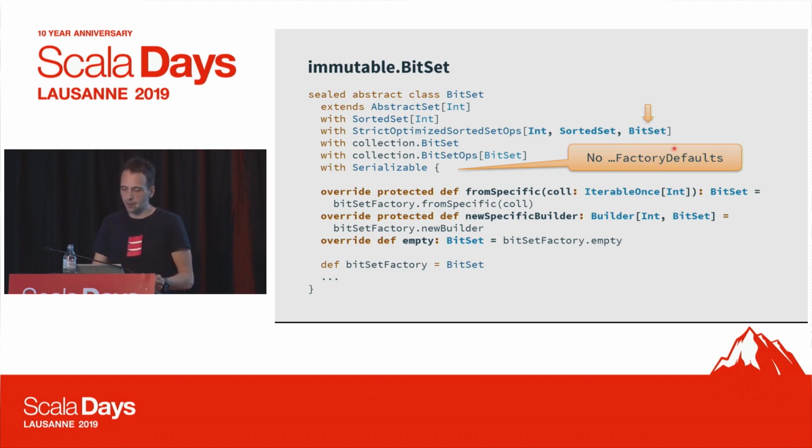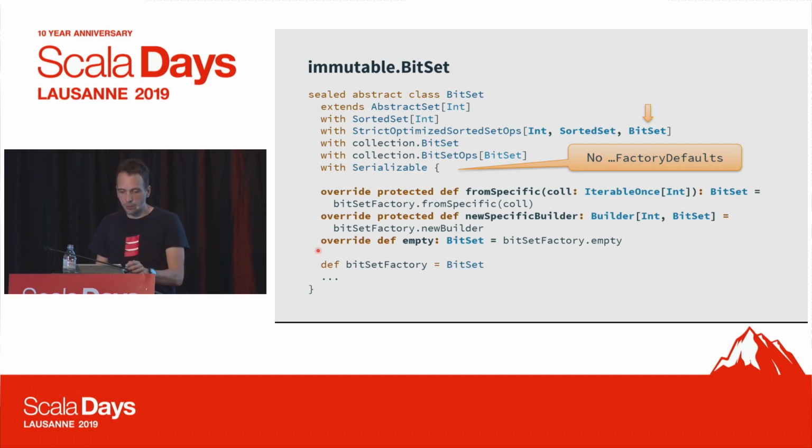Again, there are three methods, and they should be rather familiar to you. They are empty, fromSpecific, and newSpecificBuilder. It's basically a factory for the C type that we have to implement. And we're doing this similarly to the other collections by having a BitSet factory, but that's not an override, and we're not implementing anything. That's just a convenient way of writing it, and then we're delegating to this factory.